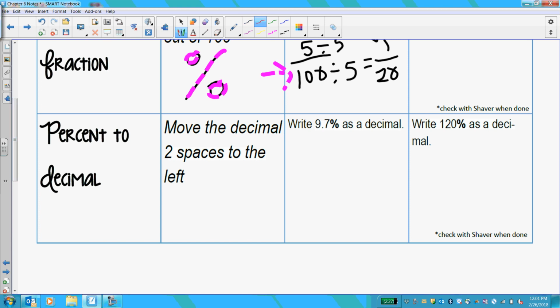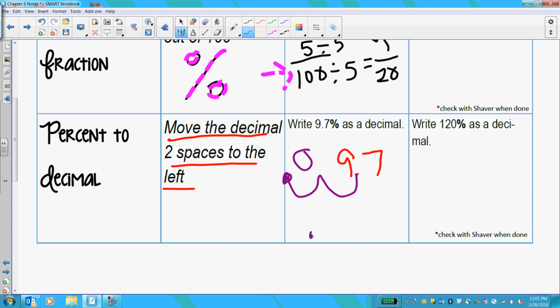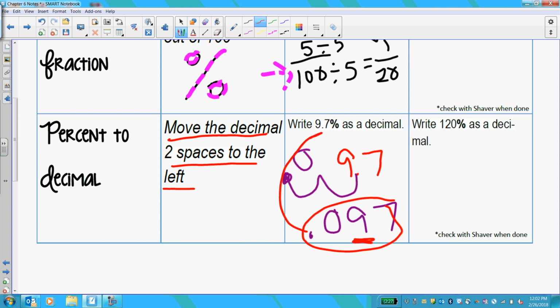If you notice, it says move the decimal 2 spaces to the left. That's a little trick. If you're like, ugh, I can't remember, just remember 2 spaces to the left. So we have 9.7. To make that a decimal, you're just going to go 1, 2, and in this little hole, you're going to put a 0. So it's 0.097. And if you notice, it's a 9 in the hundredth spot. So 9.7 hundredths, which is the same as the percentage. You just move the decimal 2 to the left to change a percentage to a decimal.